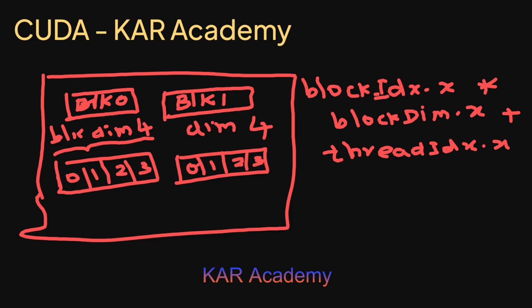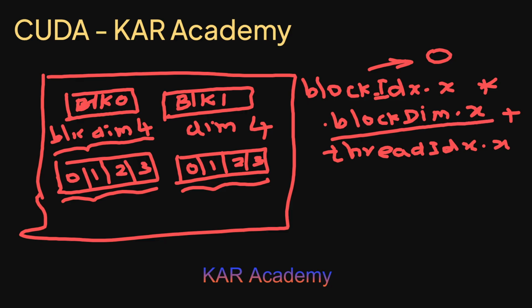Okay, so what happens is these are the thread indexes in block 0 and these are the thread indexes in block 1. So initially for this block you have block index 0 for block 0 and block dimension dot x. This is constant, right? This is basically 4, and block index varies between 0 and 1. Thread index dot x varies from 0, 1 to 3.